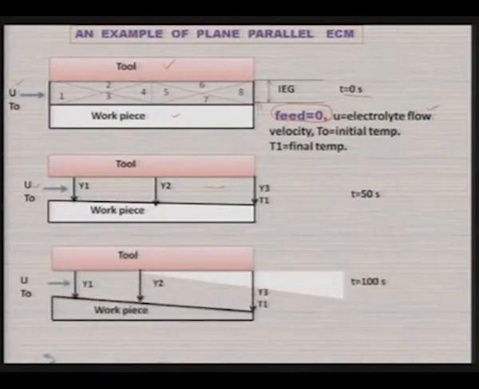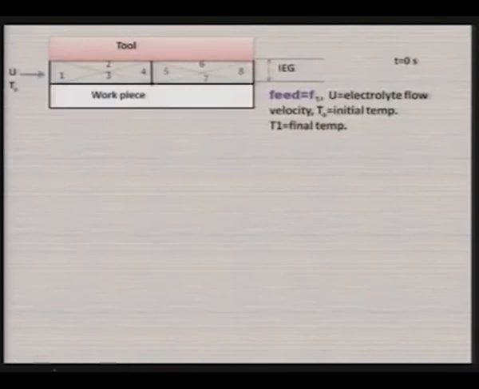Now, as the time further increases, you can see the inter-electrode gap has further increased, and in this way, when 100 seconds has passed, this gap by 3 has become higher than the by 3 at the second stage, by 2 is also higher than the second stage, and by 1 is also higher than the second stage. So, you can see with 0 feed rate, the inter-electrode gap is continuously increasing, but this is not really what we want. Normally, in case of electrochemical machining, we normally give a finite feed rate. So, let us assume that feed is equal to F1.